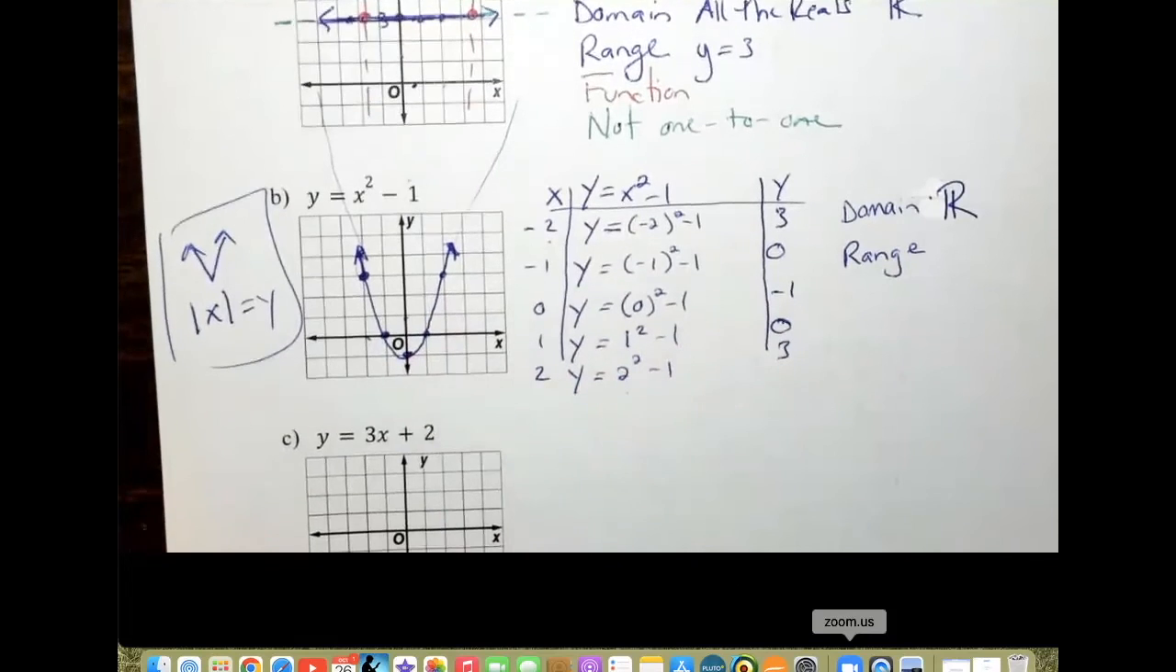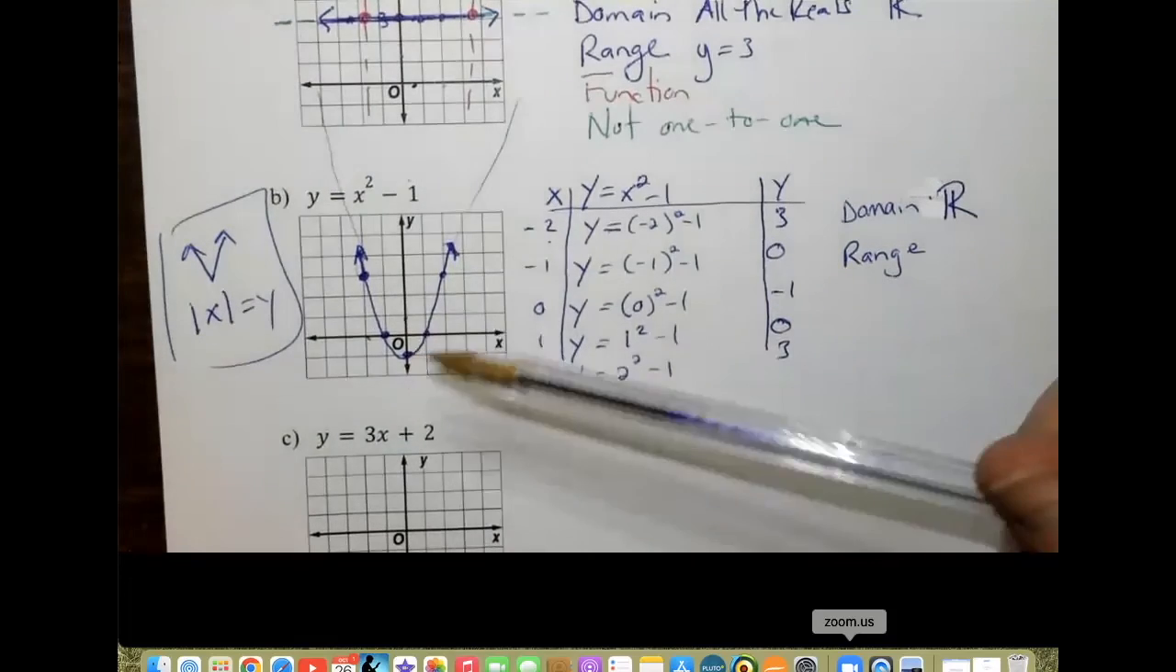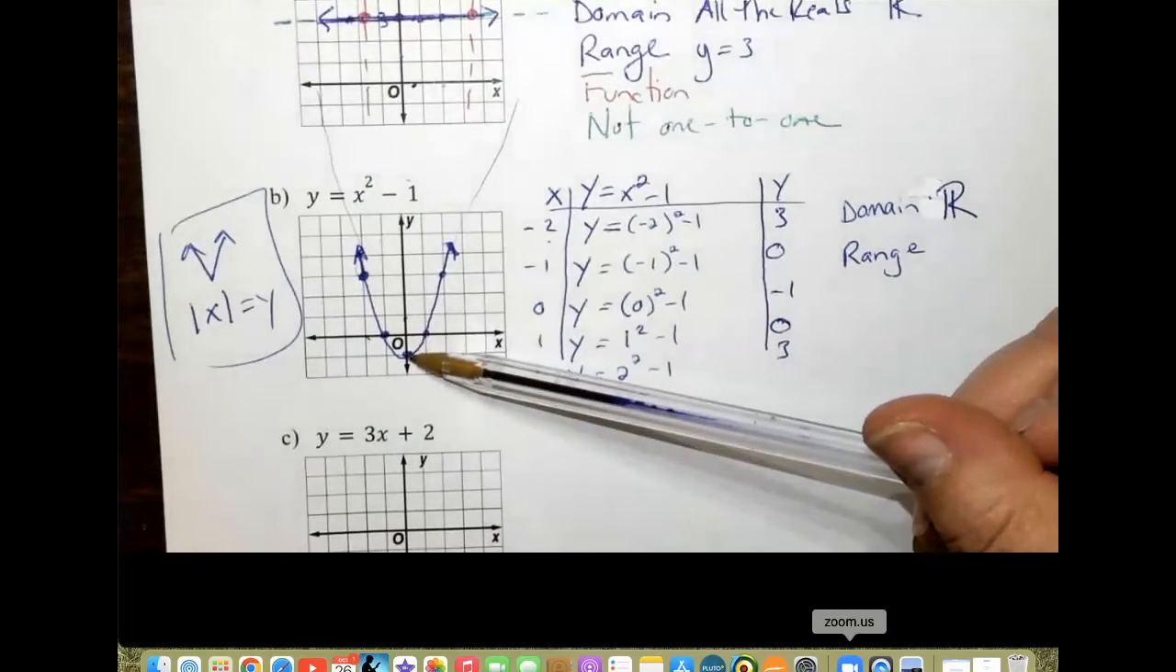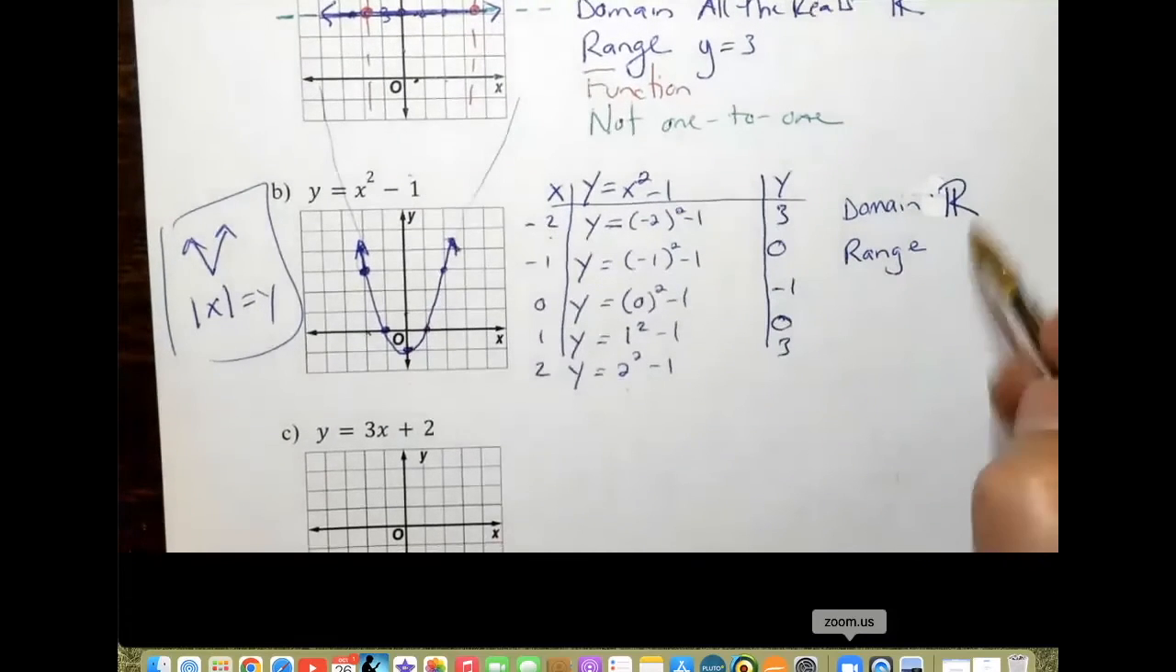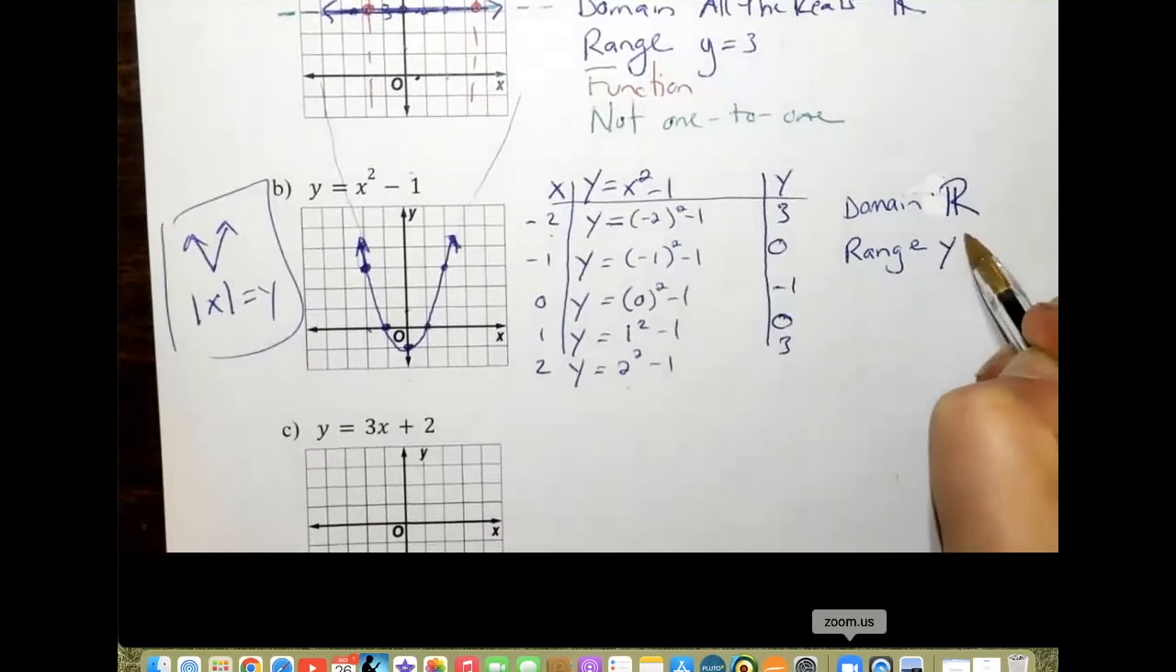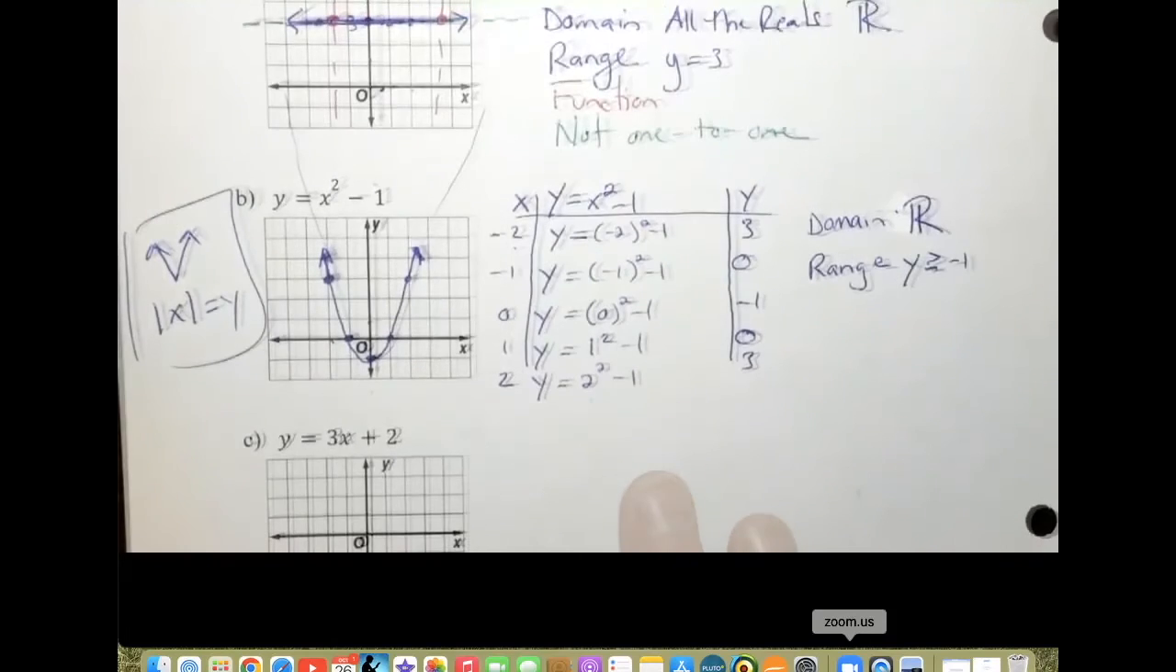So in your own words, where does it start? Where does it go to? This function for the range starts at what? Negative 1 and goes to infinity, right? So you would say that y is greater than or equal to negative 1. That's okay, here we go. You should be able to do the next one.